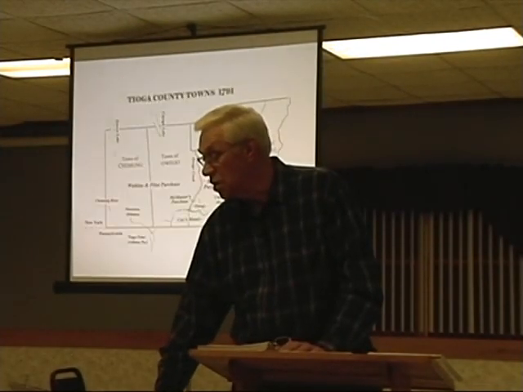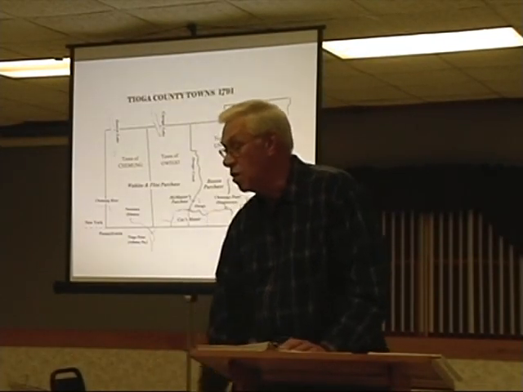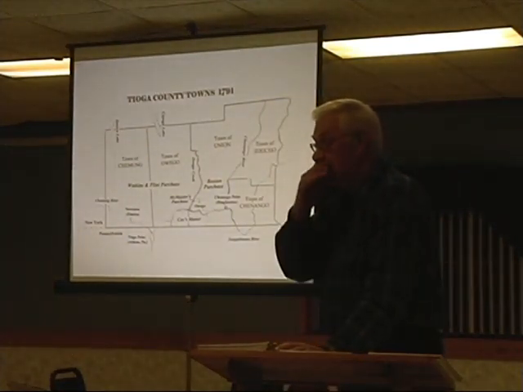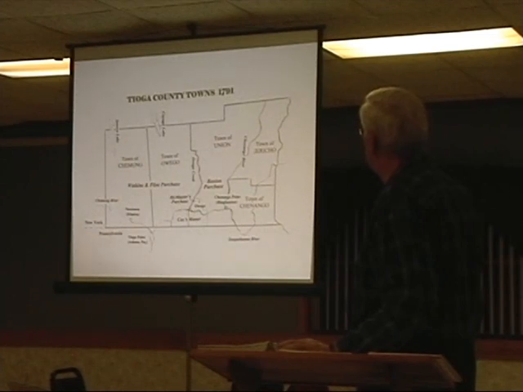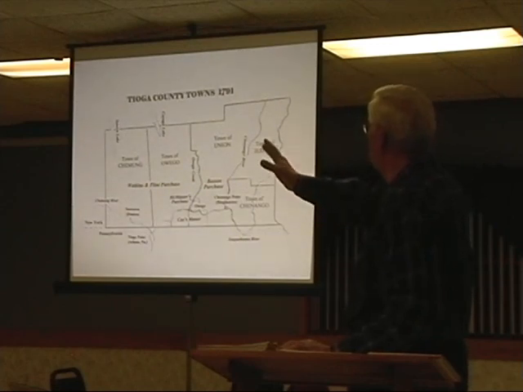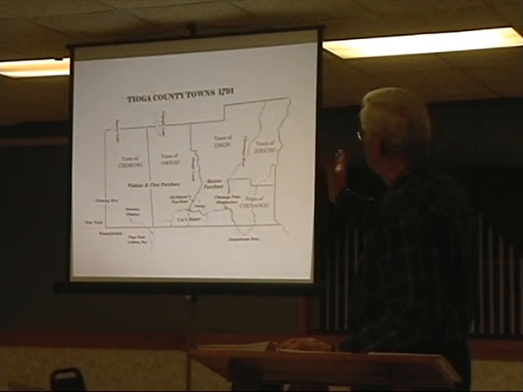So let's see what this looks like. Okay. These are the towns that existed in 1791 as Tioga County was formed. Notice, Chemung is that whole 4th Street side. Town of Owego is on the other side of Owego Creek, Union, Shenango, and Jericho.